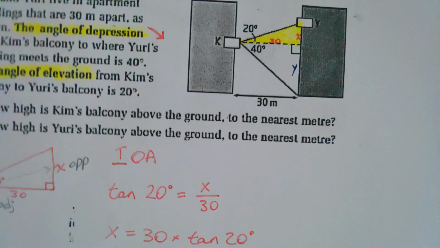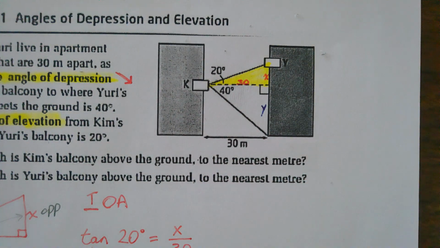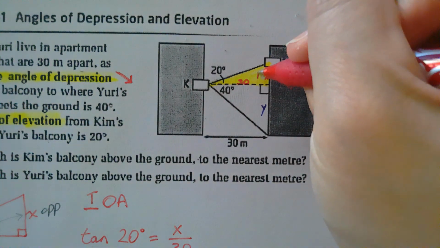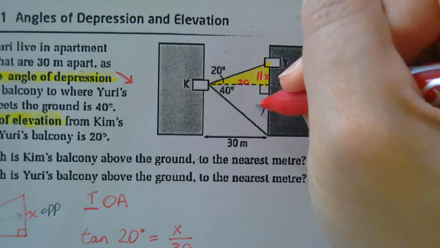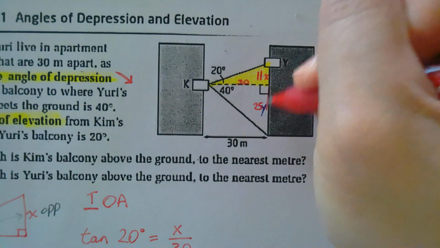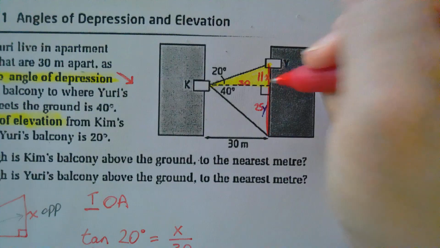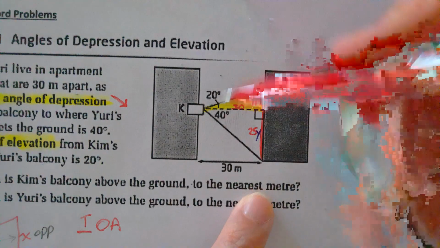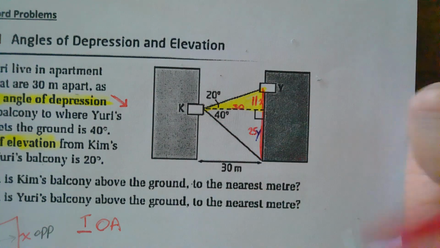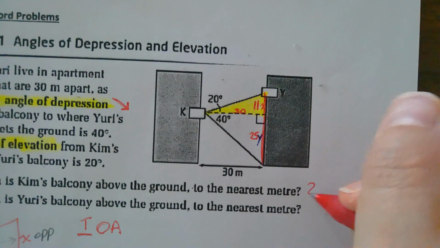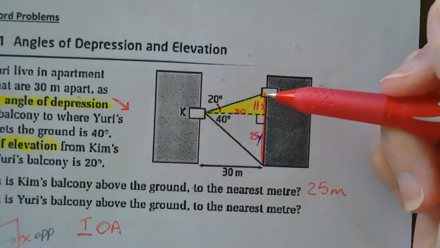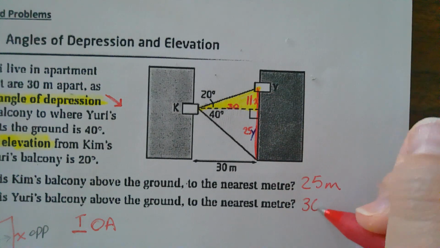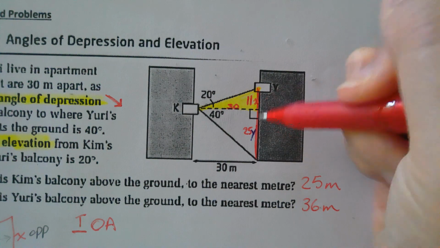Okay, so now looking at this. This was 11, and this was 25. So that's 25, that's 11. Now to answer the question, how high is Kim's balcony above the ground? So how tall is this? Cindy? 25 meters. Good. And what about Yuri's balcony? 36 meters. Right, because you had to add both of these.